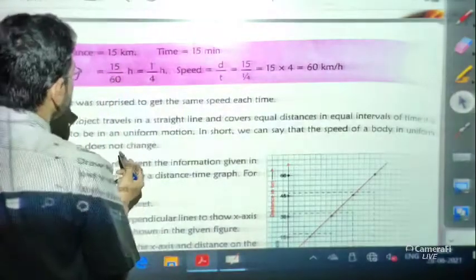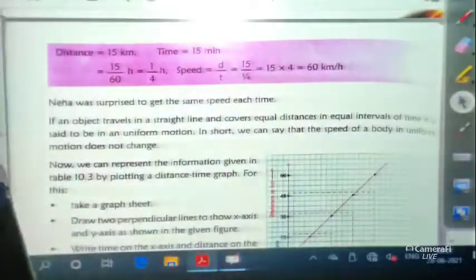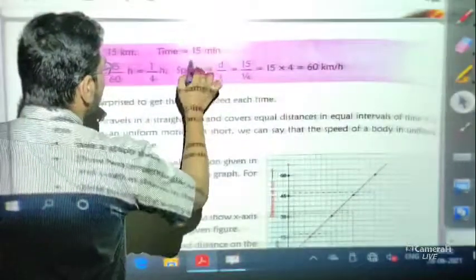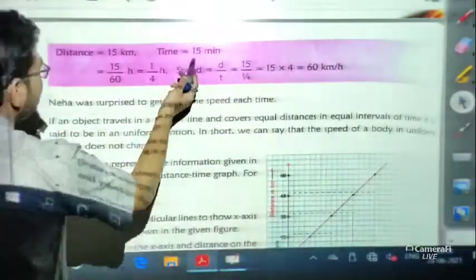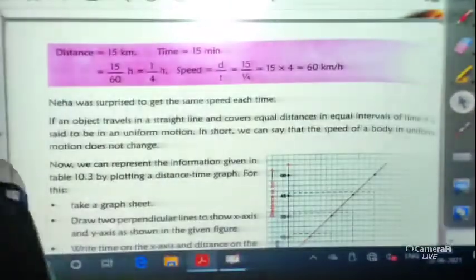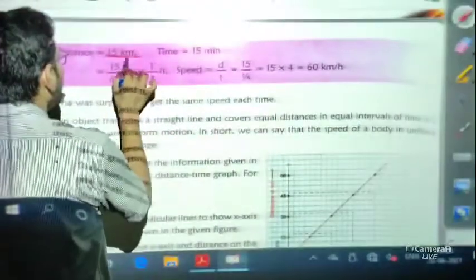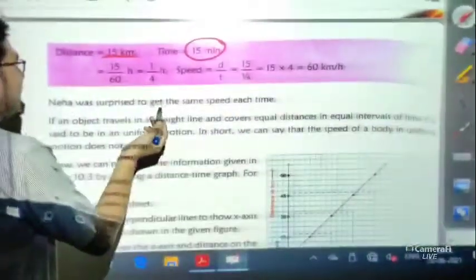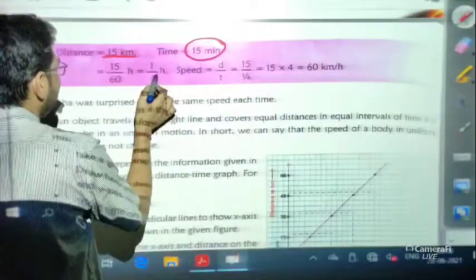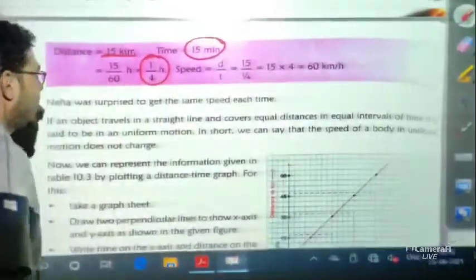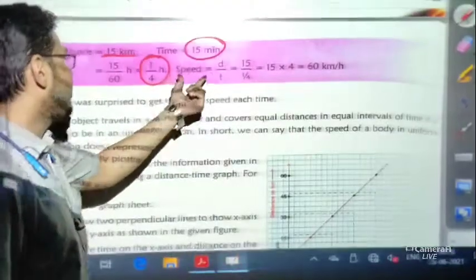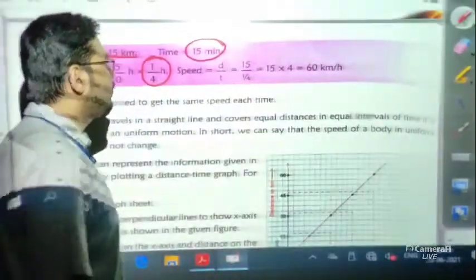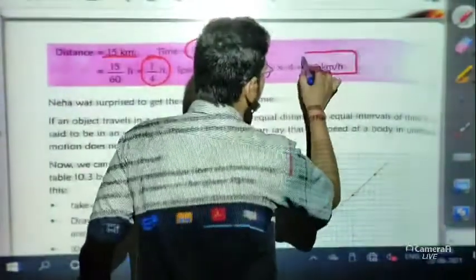Now you may ask me why it is 60. Just have a look. Here the distance is written in kilometer, and the time is in minutes, so we can convert this time into hours. 15 minutes means how much hour? 15 divided by 60, that means 1/4 hour. So what will be the speed? Total distance divided by total time. 15 divided by 1/4, that means 60 kilometer per hour.